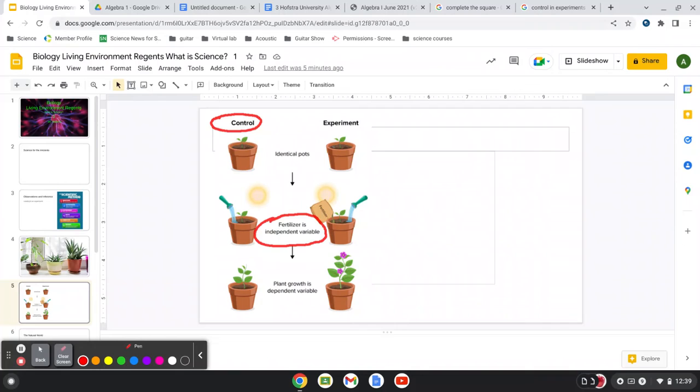So again, the control is not getting the fertilizer. So you only have one independent variable. In this case, right here, the control does not have the fertilizer, but the experiment does. Now, the dependent variable is the result, and you can see, according to this picture, that the fertilizer did indeed work. Now, that'll be trial 1. When you were in lab in high school and in middle school, you remember that you always did at least 3 trials. The more trials, the better. So again, control, independent variable, dependent variable, very important.